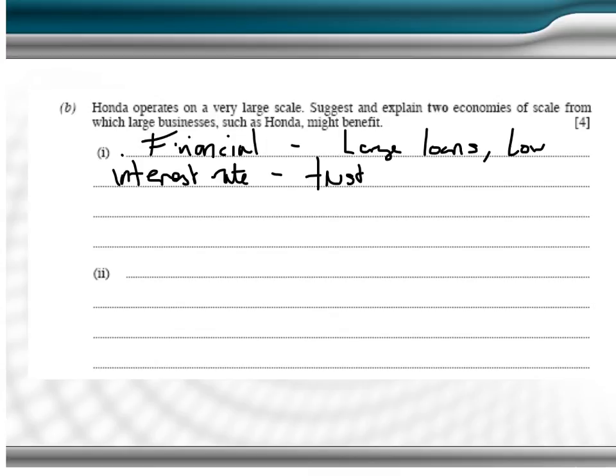But that's what you want to do. You want to make it so the examiner has to give you full marks. So make sure you can do 2 of them like that.